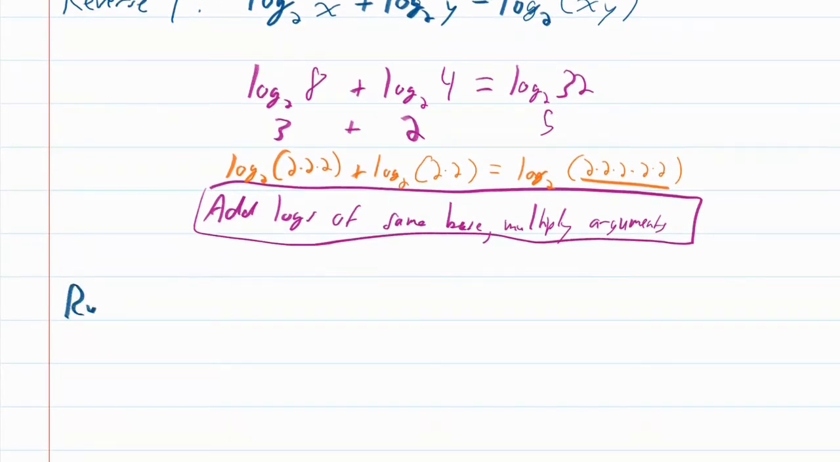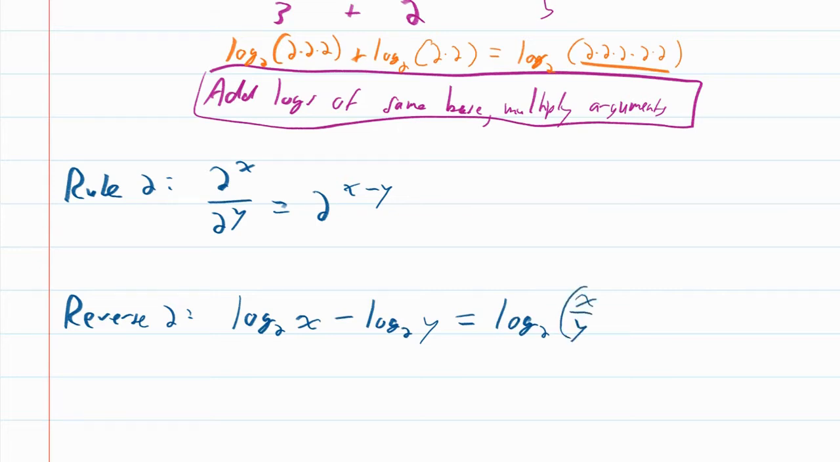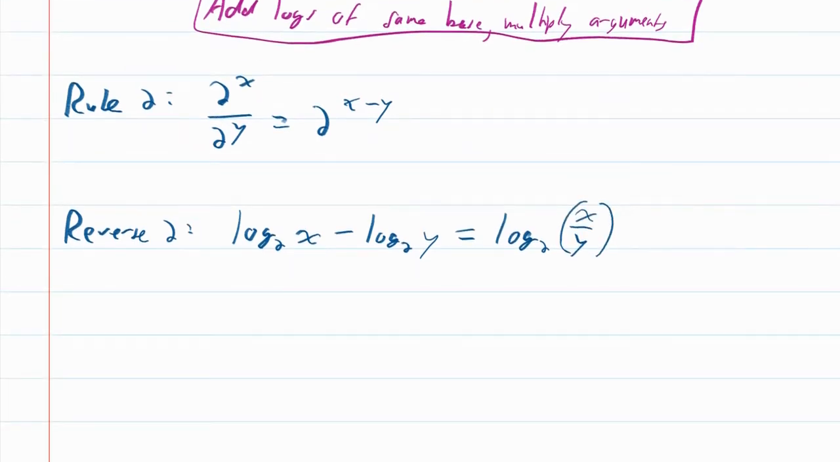Let's go now to rule 2. Rule 2 is that if I have 2 to the x over 2 to the y, that's equal to 2 to the x minus y. The reverse of rule 2 is that if I take two log expressions of the same base, log base 2 of x minus log base 2 of y, and I subtract the two, then I get the log base 2 of x over y. That is reverse 2.